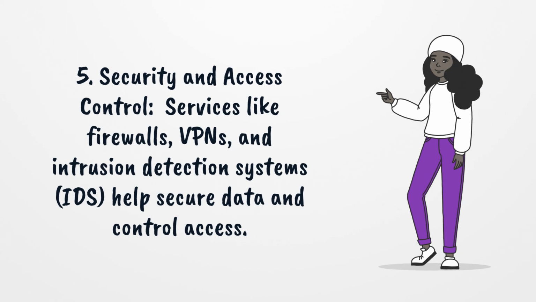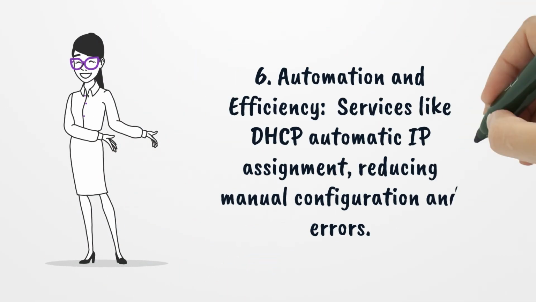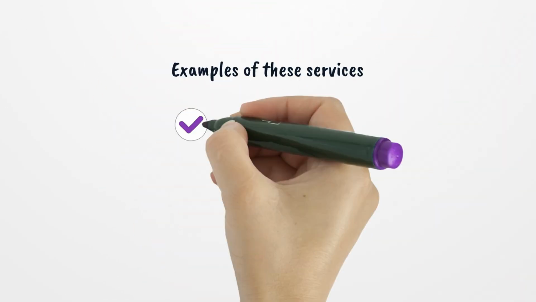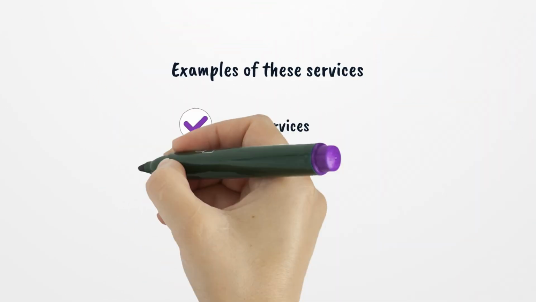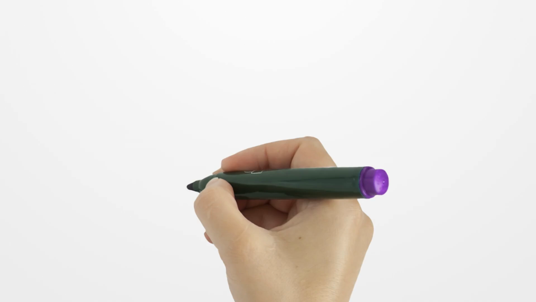Services like firewalls, VPNs, and intrusion detection systems, IDS, help secure data and control access. 6. Automation and efficiency. Services like DHCP automate IP assignment, reducing manual configuration and errors. Examples of these services: DNS services, DHCP services, print services, file services, web services, mail services.